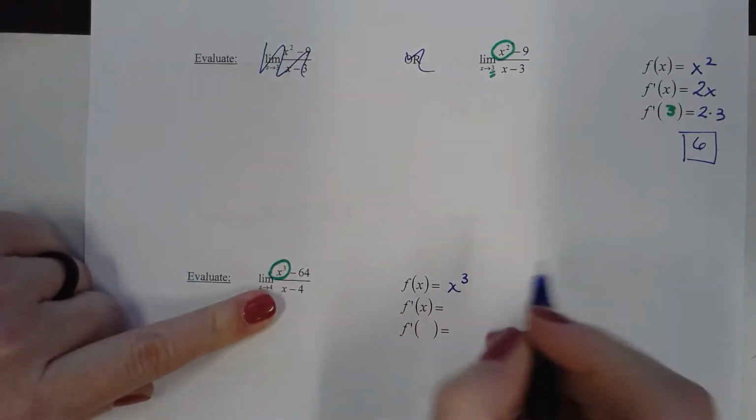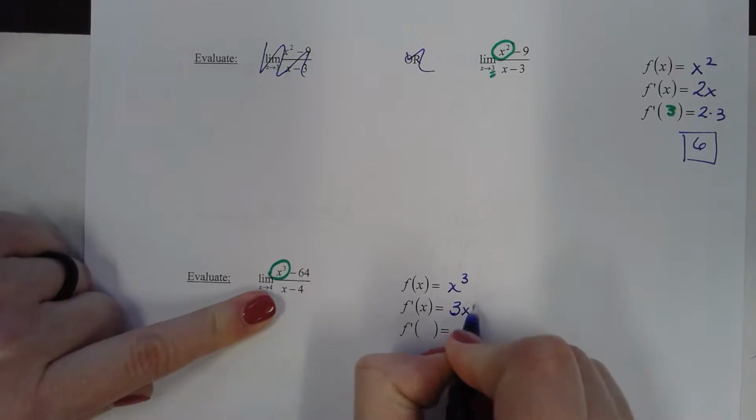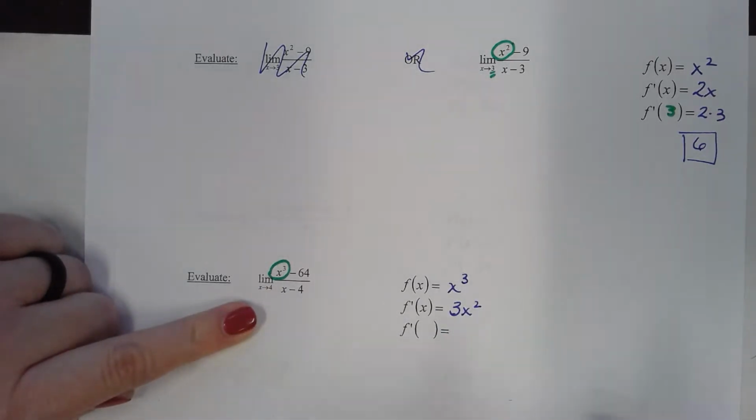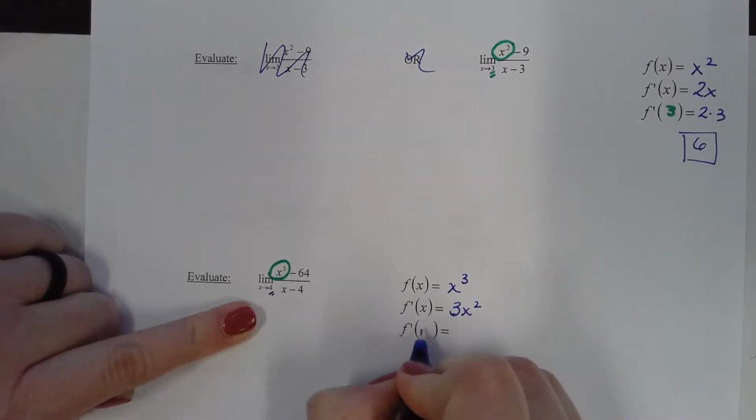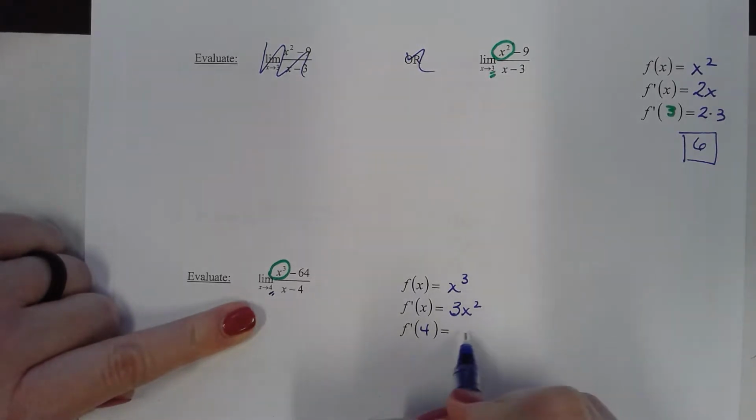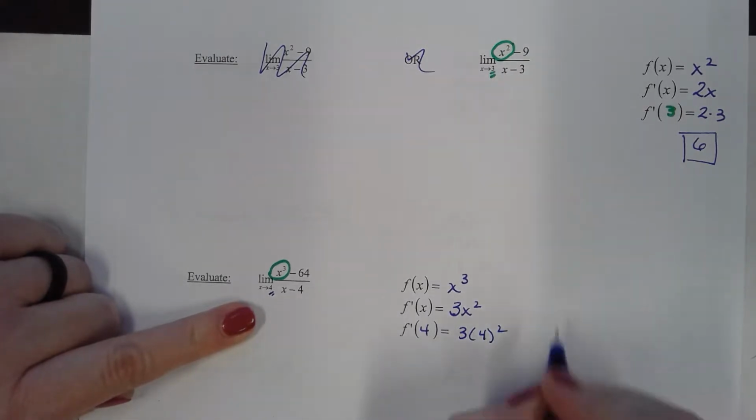This limit wants me to find the derivative, and they want me to sub in a specific point. Well, what's my specific point here? 4. So I have 3 times 4 squared. So what's that? 48.